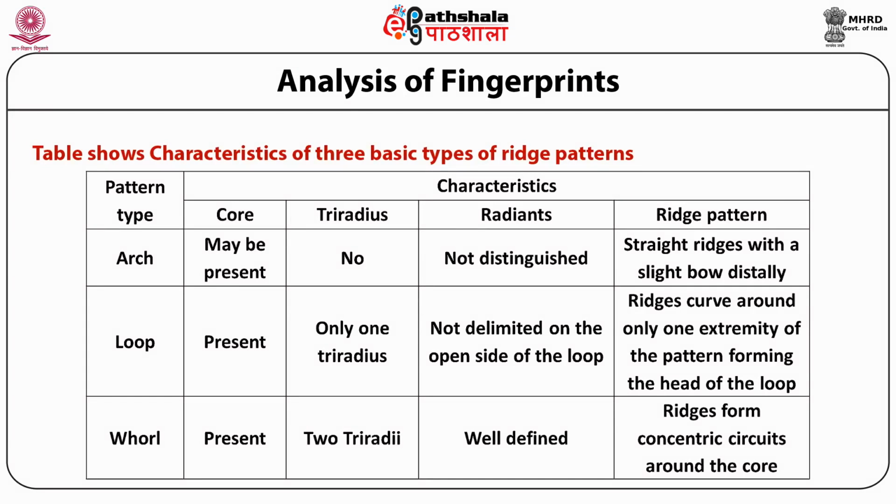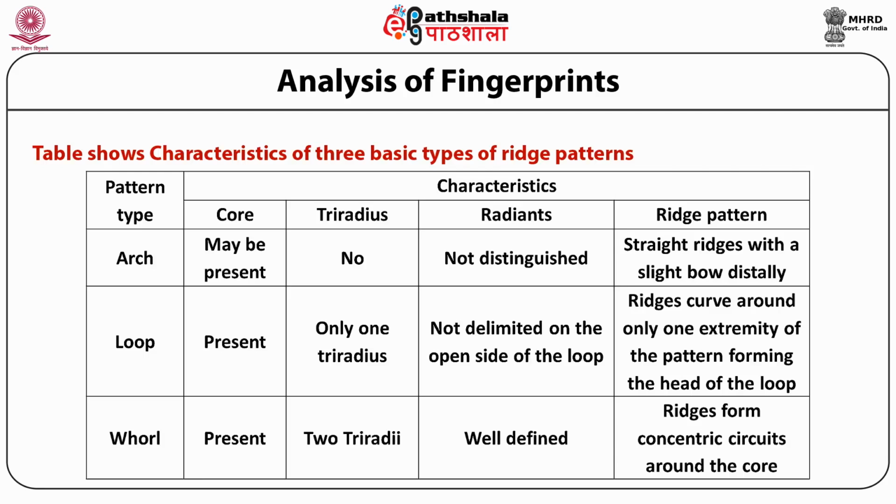The table is showing you characteristics of three basic types of ridge pattern. In arch pattern, the core may be present, tri-radius is absent, radiants are not distinguished, and they have straight ridges with a slight bow distally.